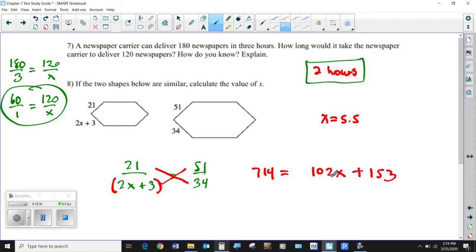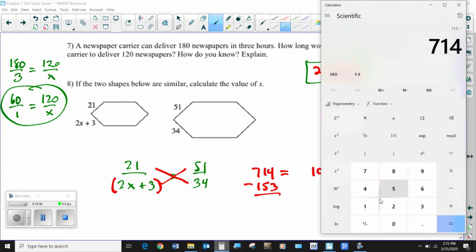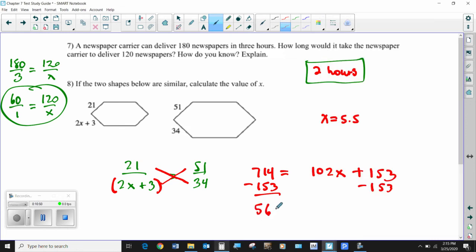Okay, so this is a little bit easier to solve than that because we don't have to deal with fractions anymore. So let's go ahead and subtract 153 from each side. What is 714 minus 153? That is 561.